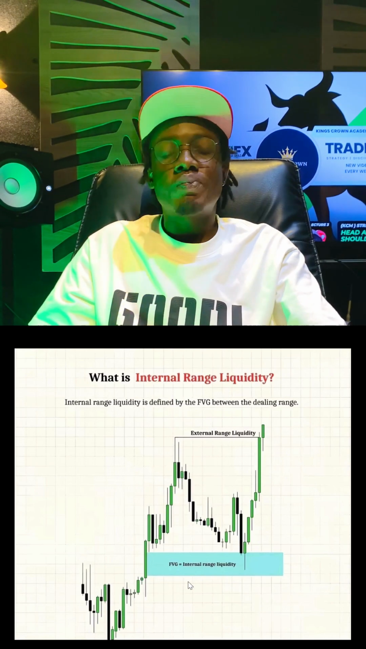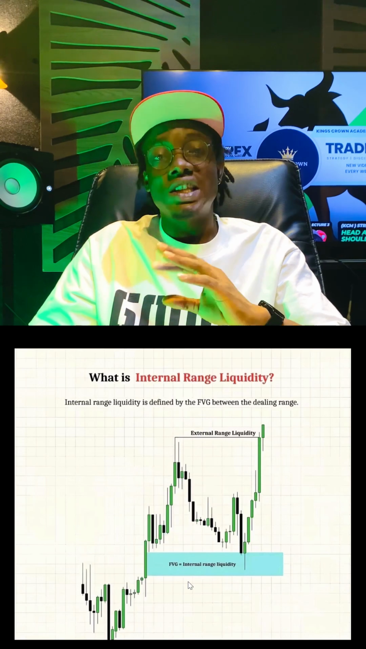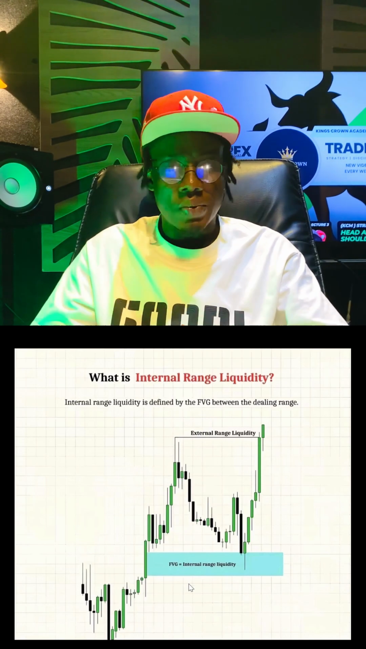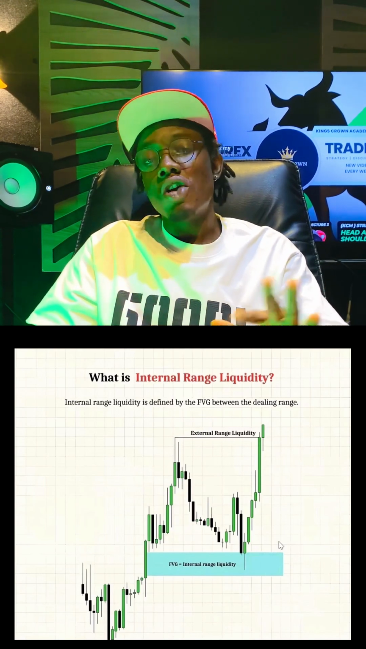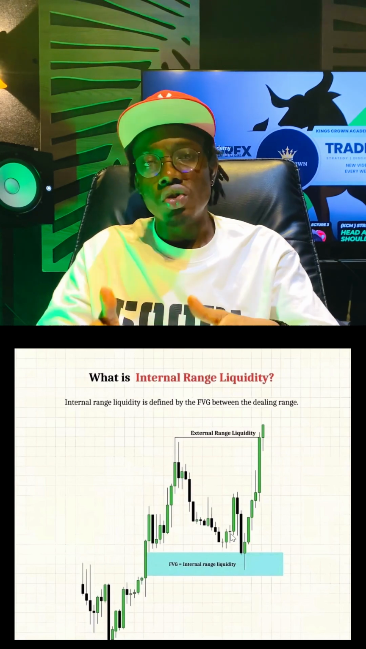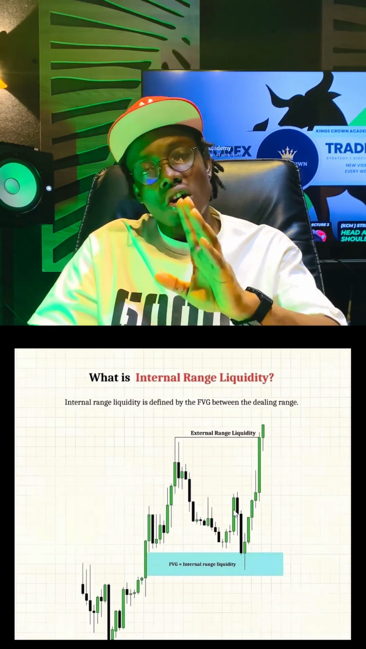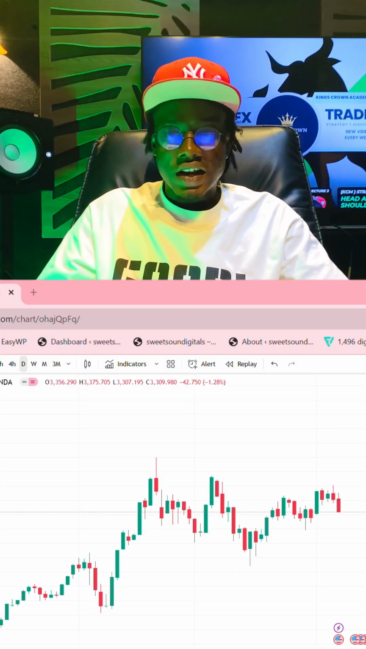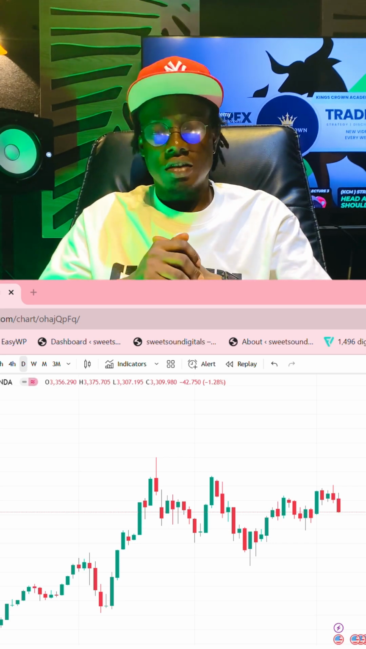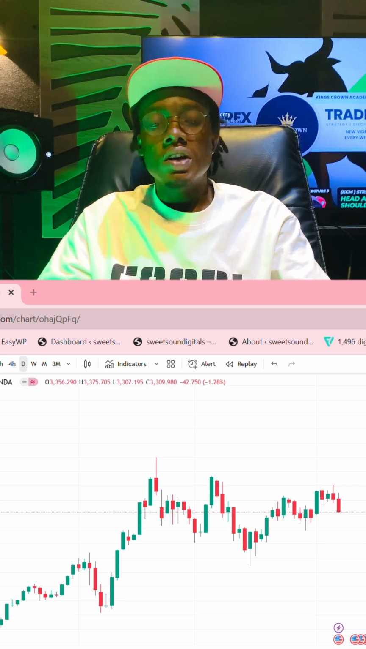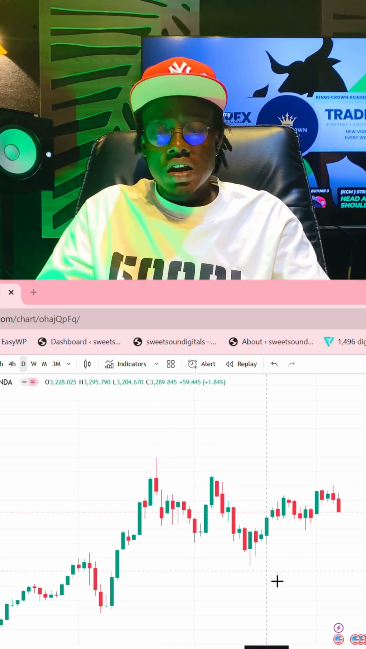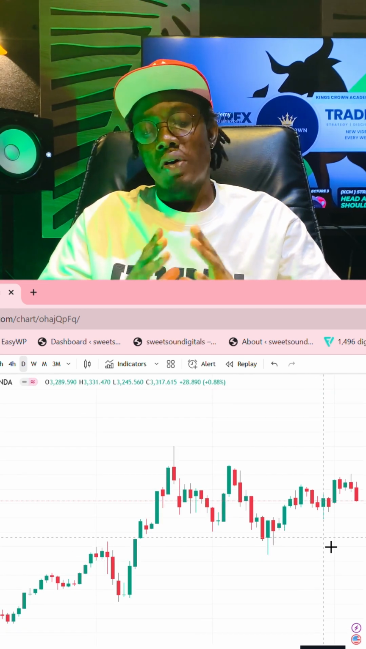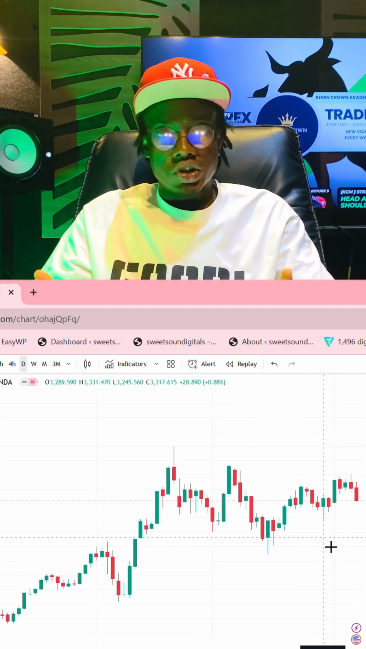This particular strategy works effectively on gold, even on other pairs. So quickly, let me hop over to the chart and show you a breakdown of how we can spot all these liquidities. All right, guys, welcome back to my chart. Okay, so this is the gold chart. Now I'm going to be spotting these liquidities with you right here.